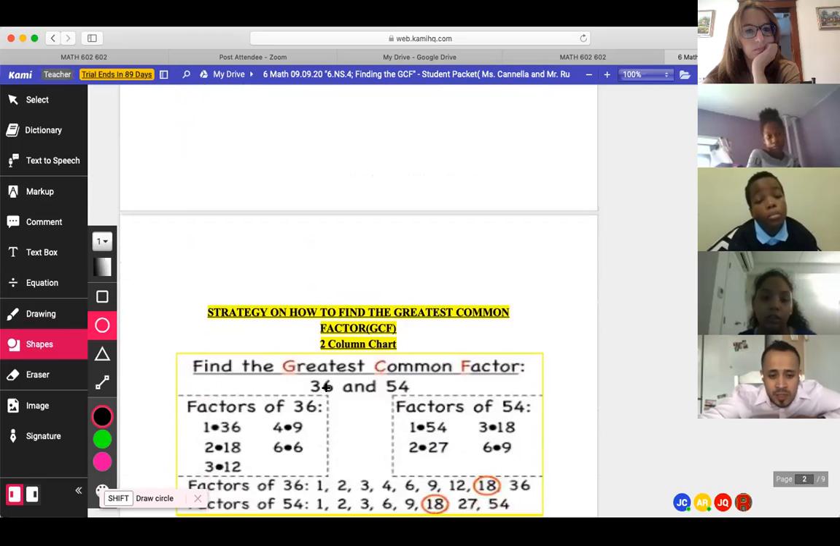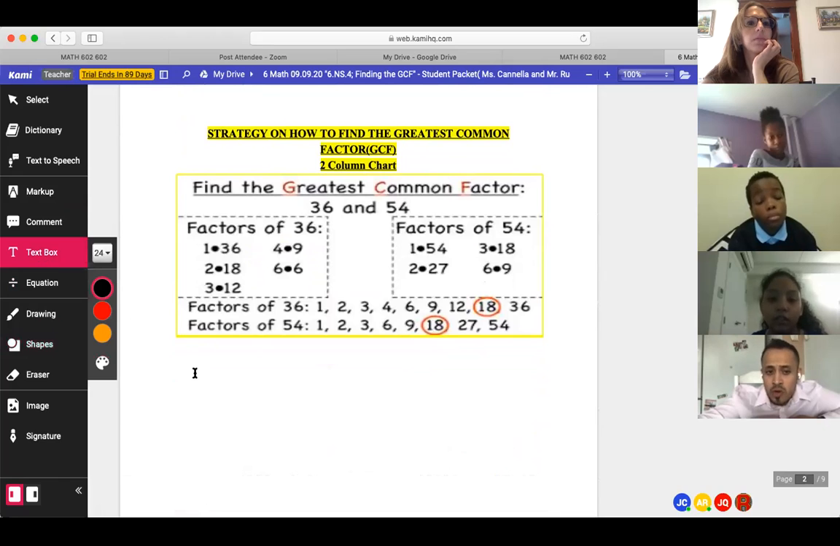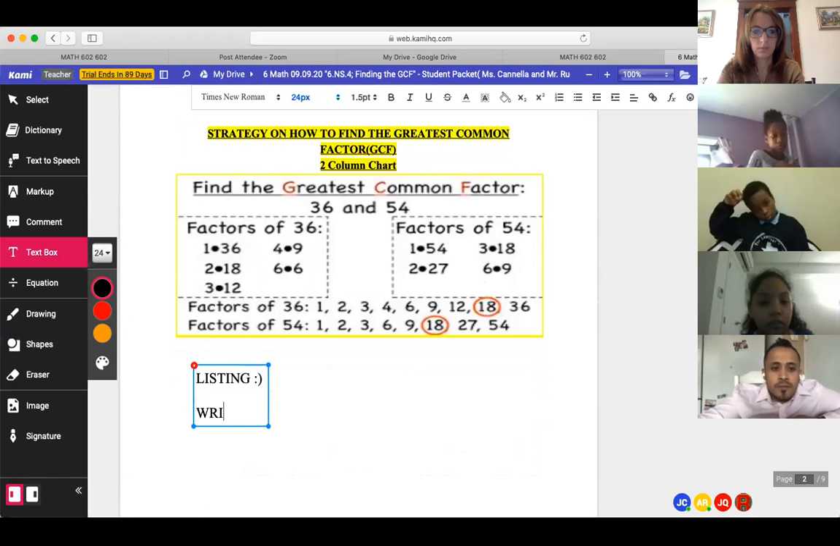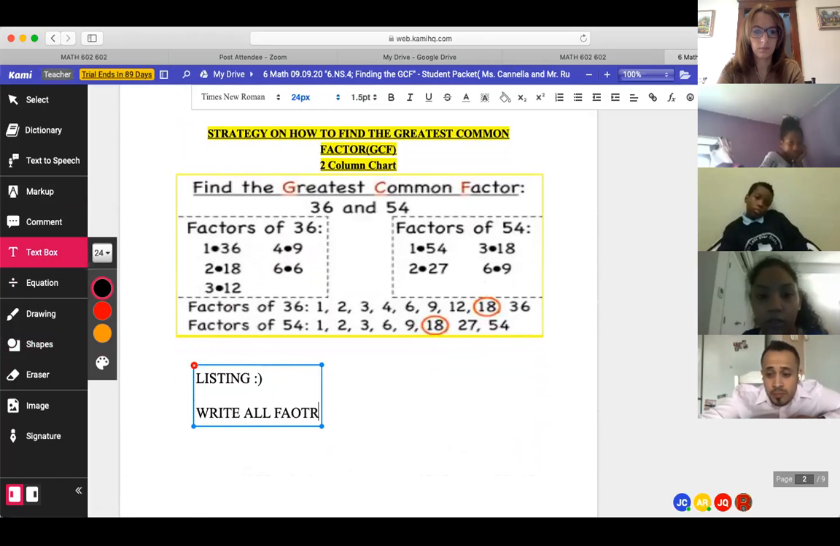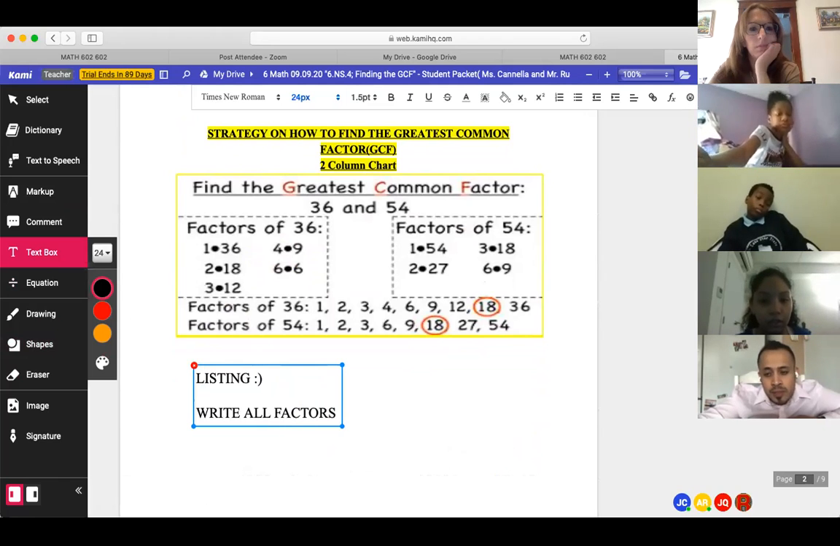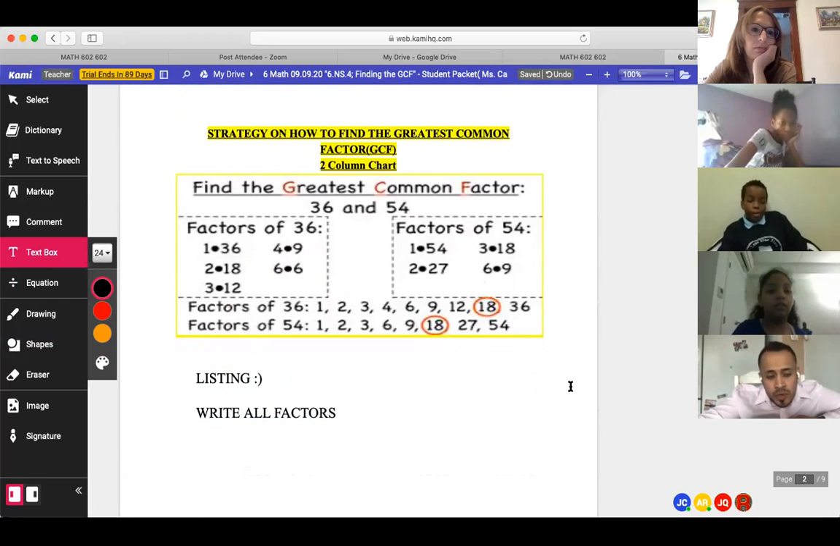One key way of doing that is this strategy right here, which is called the listing factor method, a 2-column chart. Finding the greatest common factor of 36 and 54. Factors of 36 could be something like this: 1 times 36 equals 36, 2 times 18 equals 36, 3 times 12 equals 36, 4 times 9 equals 36, and 6 times 6 equals 36.